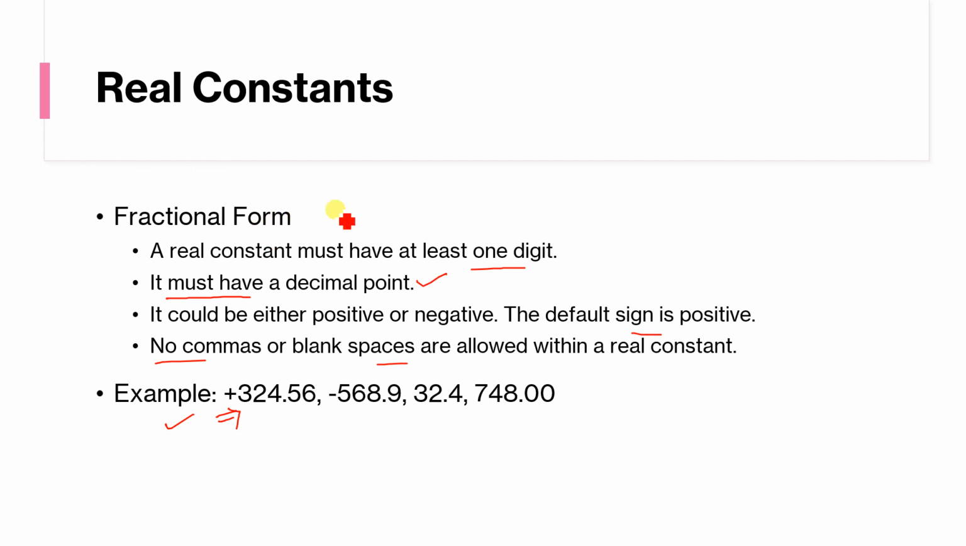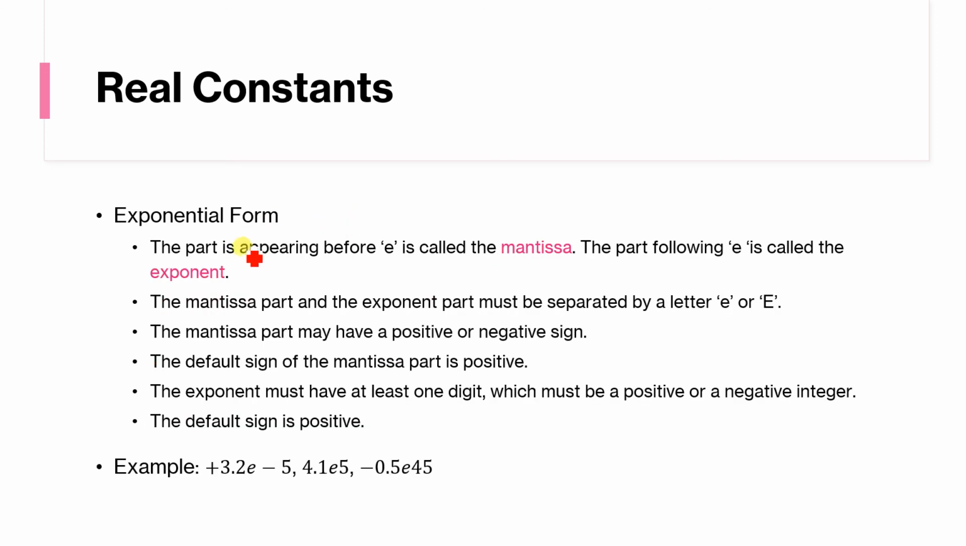Now the second form in which a real constant can be represented is called exponential form. This is sometimes called scientific notation. I have talked about scientific notation in the previous class itself. So those who don't know what scientific notation is, you can go to the previous video and you will find there how to represent a number in scientific form.